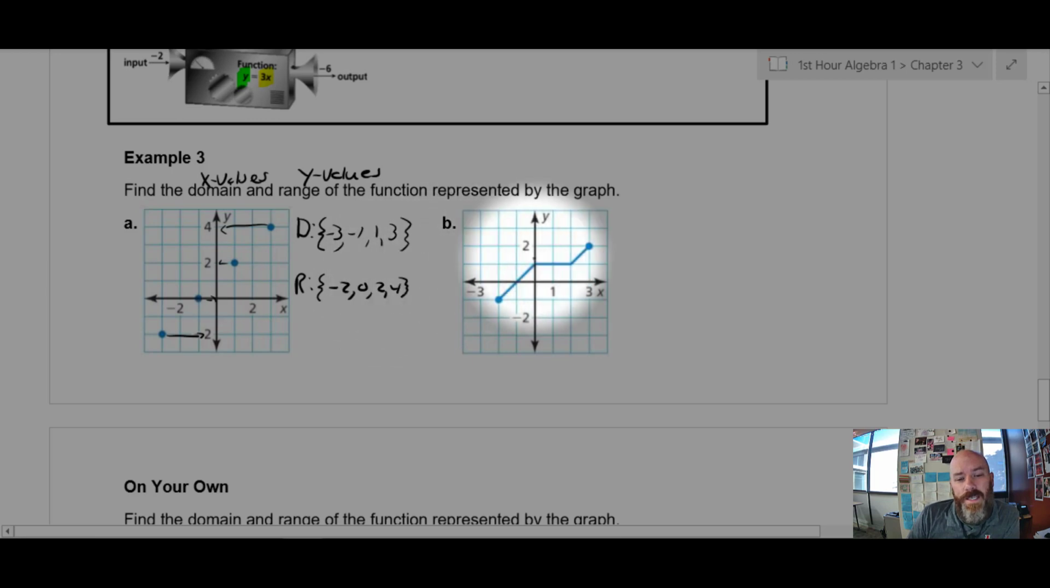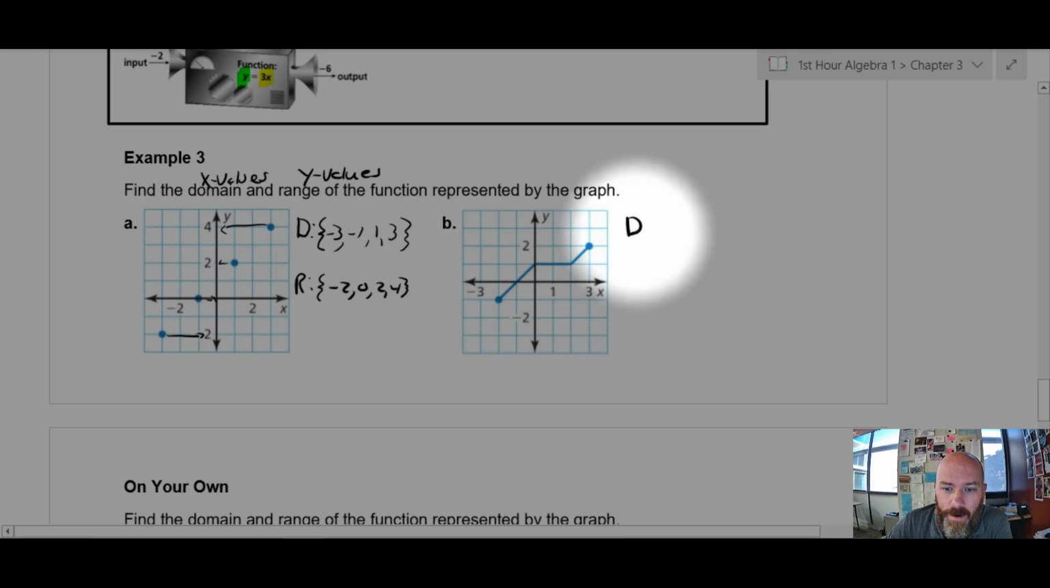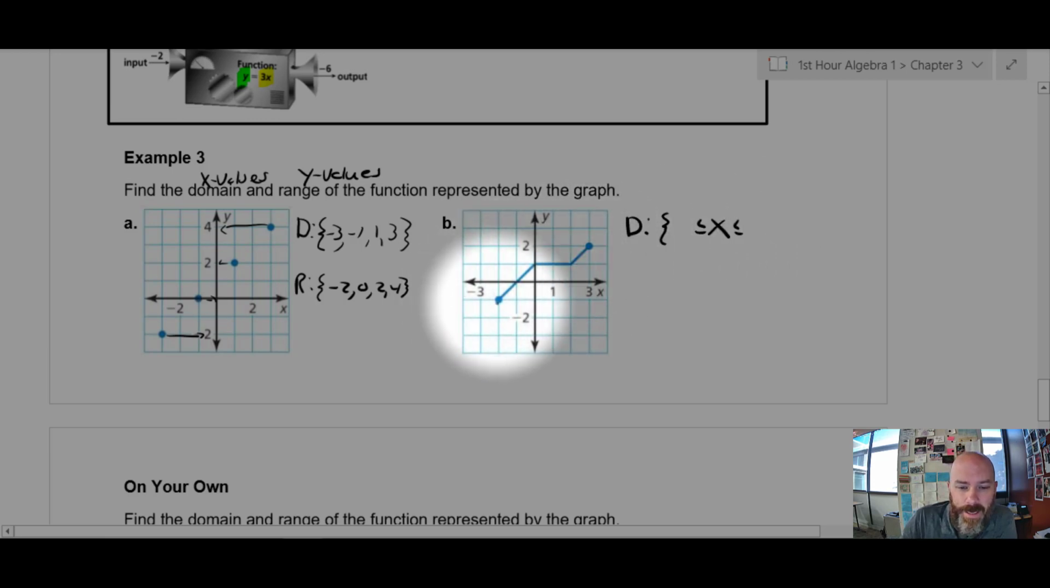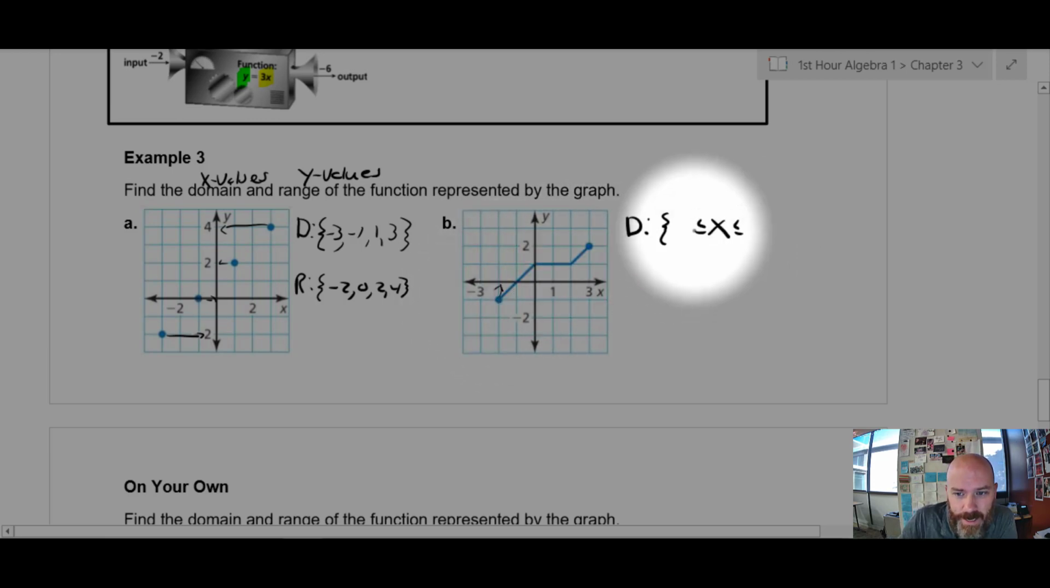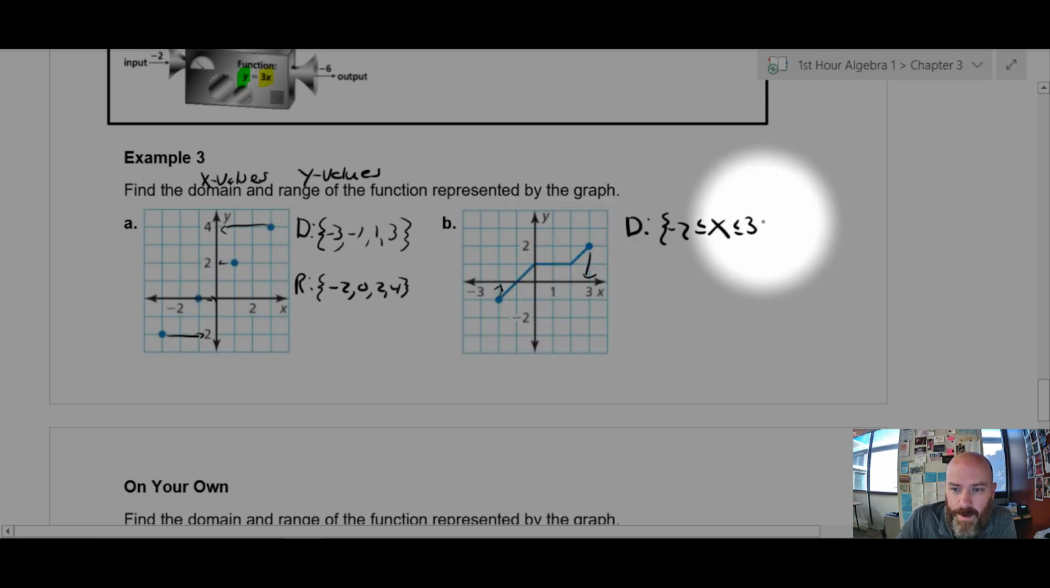Now notice in example 3b, we have a continuous graph. It's connected, meaning it looks like our AND statement. Doesn't that look like an AND statement? That's an inequality. So my domain here has to be an inequality. So I want to find my smallest x value and my largest x value and throw in an AND statement. So my smallest x value is -2. So I have -2 less than or equal to x less than or equal to +3.